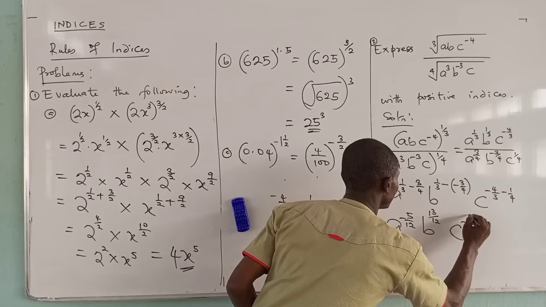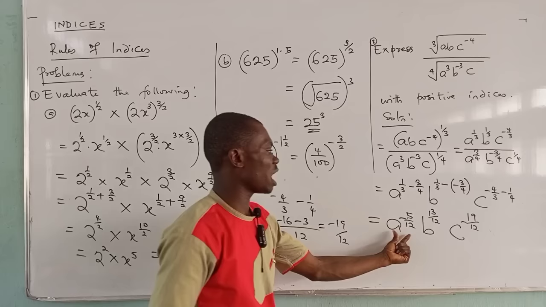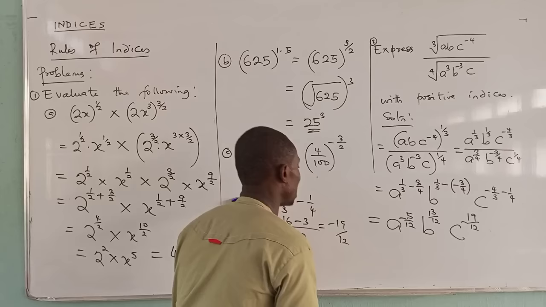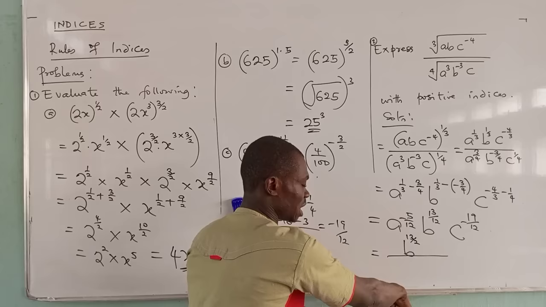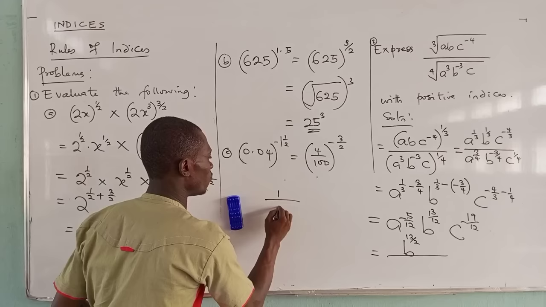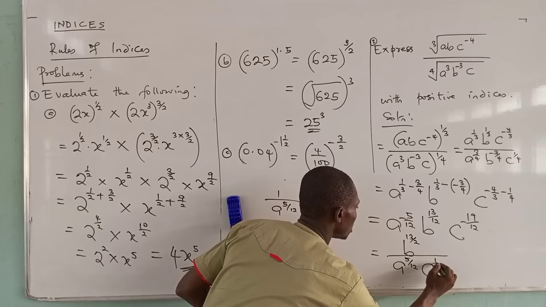Now, but the question is asking us to ensure that everything is expressed in positive index. So what do I do? I will apply the negative index rule here, and also here. And if I do that, I am going to quickly get B is the only one positive, so it should be the only one remaining up. Then for the denominator, if this guy comes down, it's going to become 1 all over A raised to power 5 over 12. So it will come down as a denominator. So I'll have A raised to power 5 over 12, and that will happen to C also. That will become 19 over 12. The negative signs of the powers will disappear.